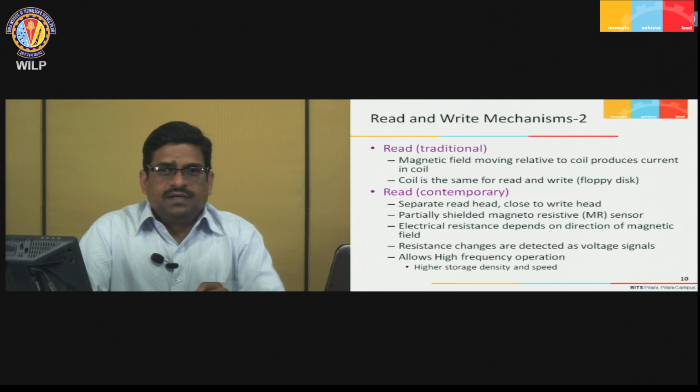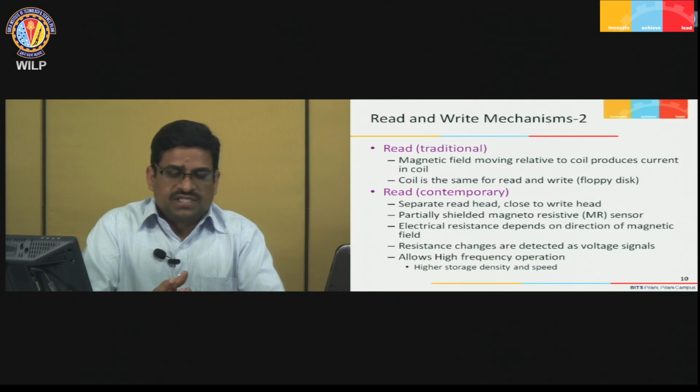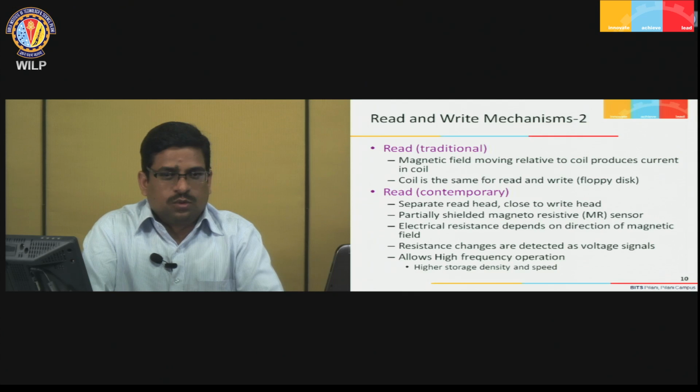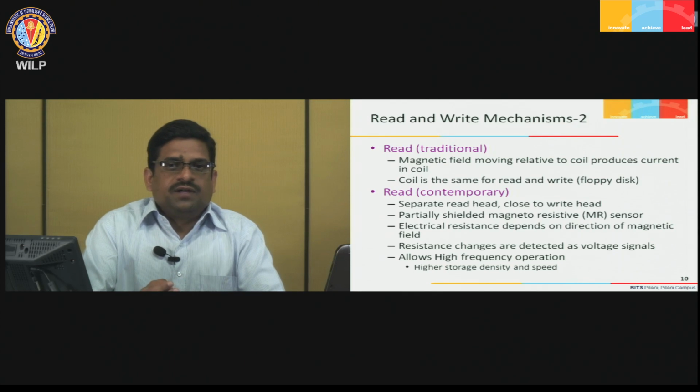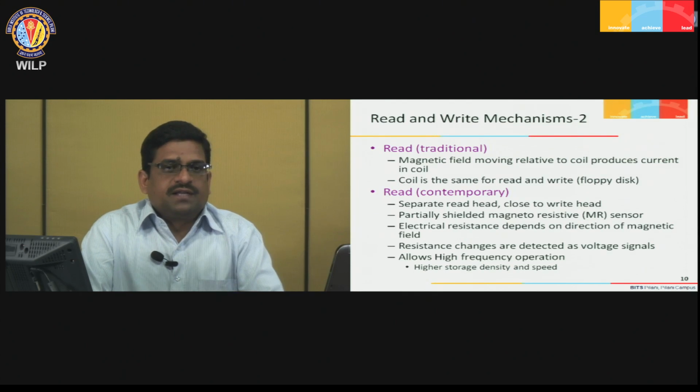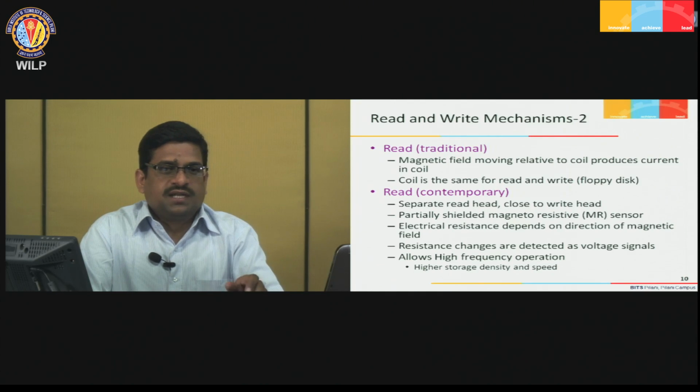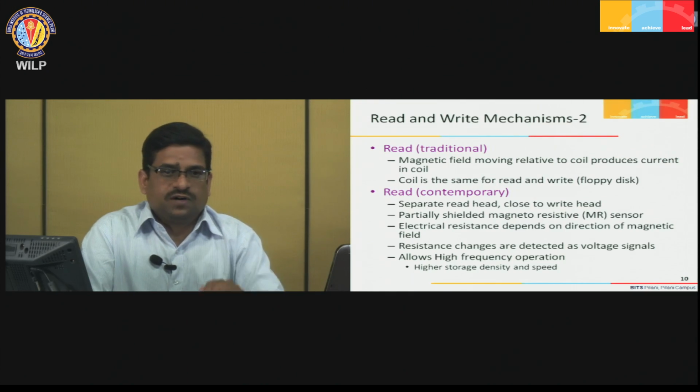So, when the magnetic field moves relative to the coil, since your disk is rotating, it generates a current, and that current passes in the coil and is converted into electrical signals. Further, it is converted into the electrical signal, meaning it is converted into the 1010 format. So, magnetic to electrical conversion happens through the current passing, and then that information can be read.